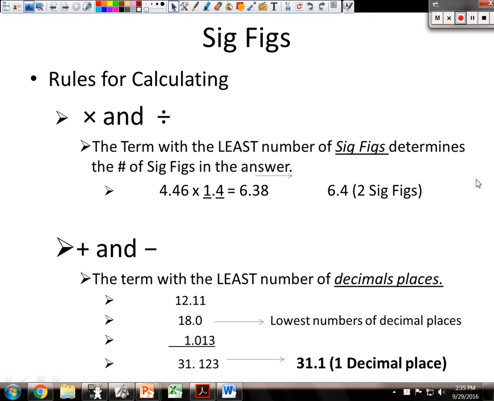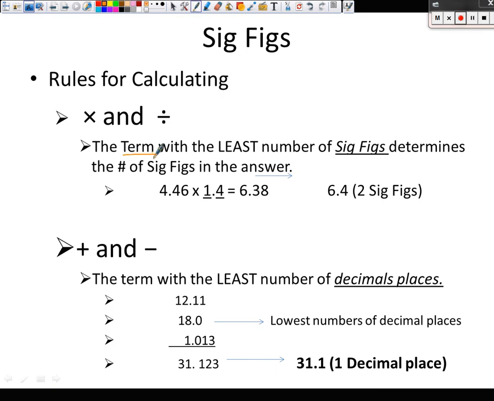So, you wrote these down, and it says the rules for multiplication and division. The term with the least number. Now, again, I don't really necessarily like this word right here. So, the word term, I'm more specifically referring to the value or the number itself. Okay, so the number, the value with the least number of significant figures determines the number of significant figures in your answer. So, what does that mean?